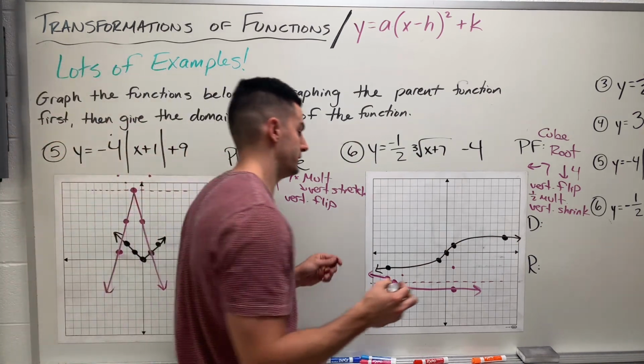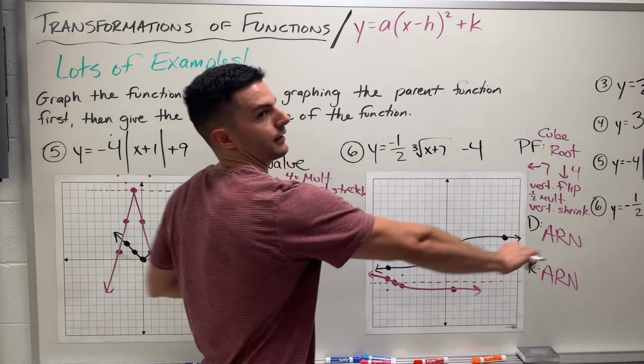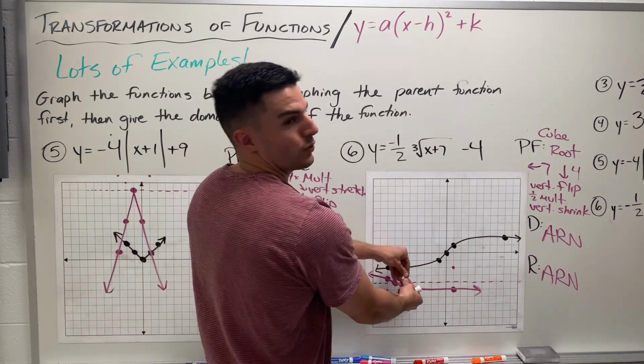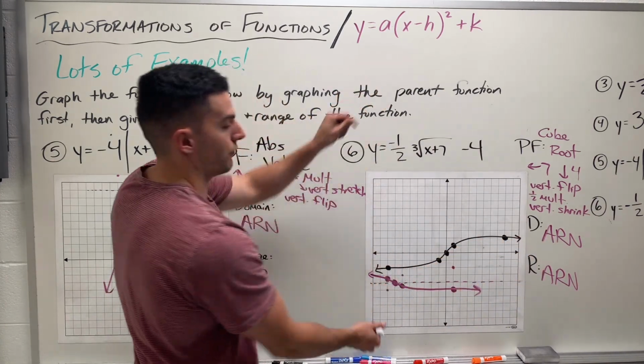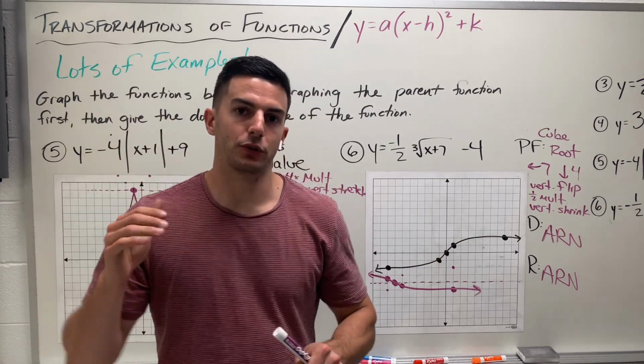And domain and range, nice and easy for this one. Both are all real numbers. It will extend side to side forever for the domain, and it will very gradually, but it will extend up and down forever for the range. Very nice. I hope that was helpful, seeing a few more examples. Good job.